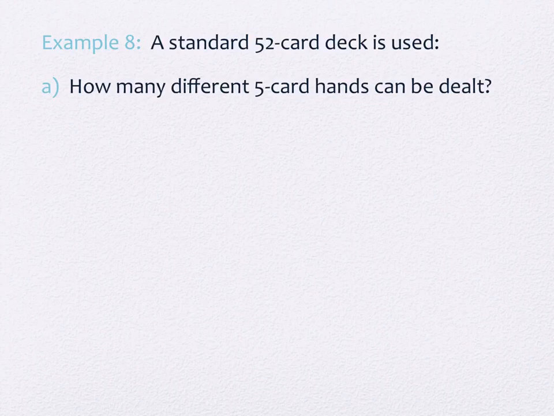We've talked about cards before, back in 9-1, so I won't belabor you with repeating everything, but I might mention a few things here and there. We do have 52 cards. And on part A, we're trying to find how many different 5-card hands can be dealt. So which of the 4 types of problems is this?